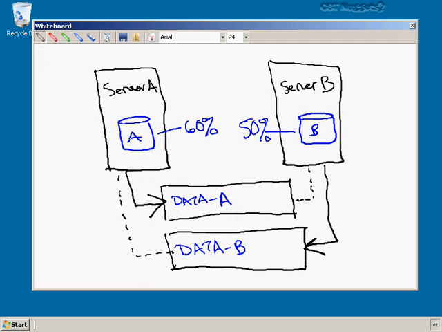So we've got an instance of SQL Server running here, another instance of SQL Server running here, and this instance is going here for its files, and this instance is going here for its data files.